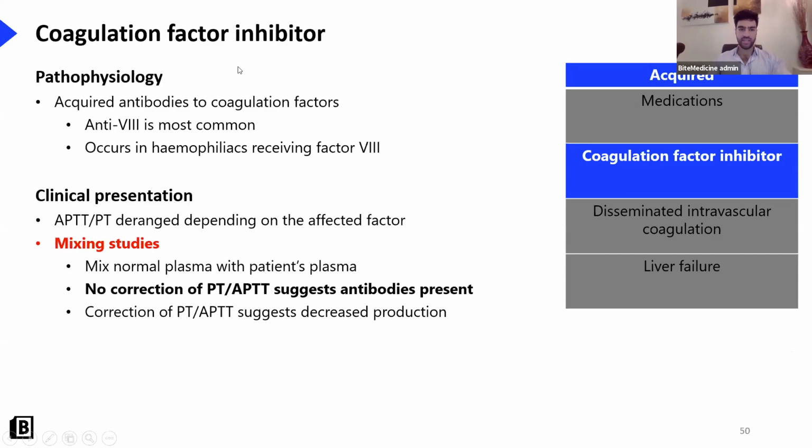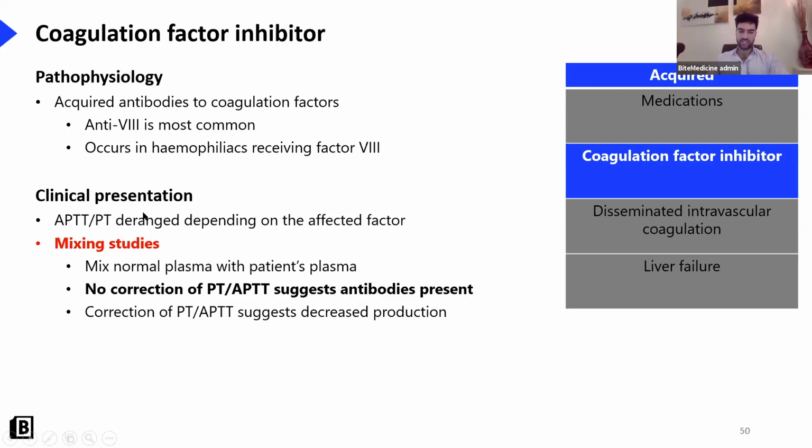Coagulation factor inhibitor is where you have an acquired antibody against a specific or multiple coagulation factors, with anti-factor VIII being the most common. It's commonly seen in hemophiliacs who receive factor VIII. Giving the patient factor VIII stimulates the body to make antibodies against factor VIII, which is actually a bit of a nightmare because now the patient has formed antibodies against the treatment that you're trying to give them.